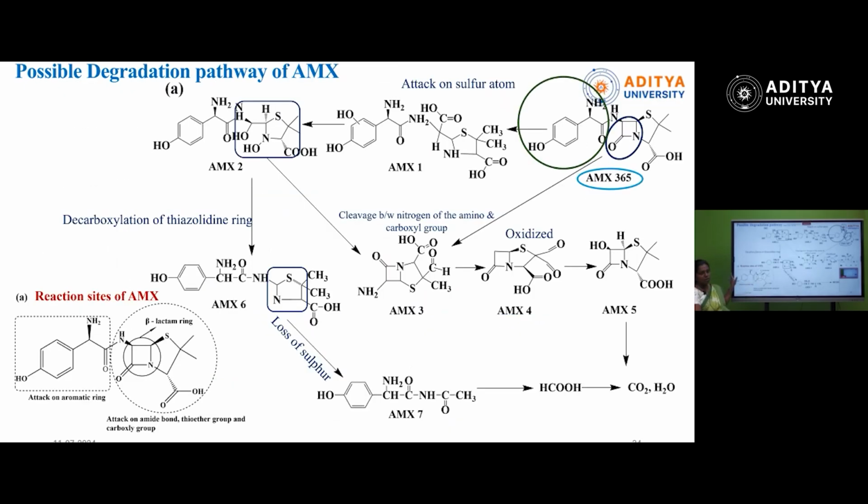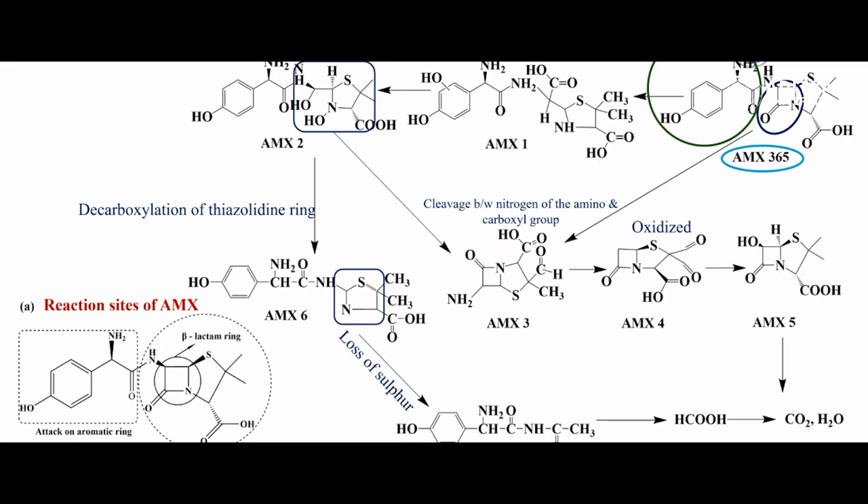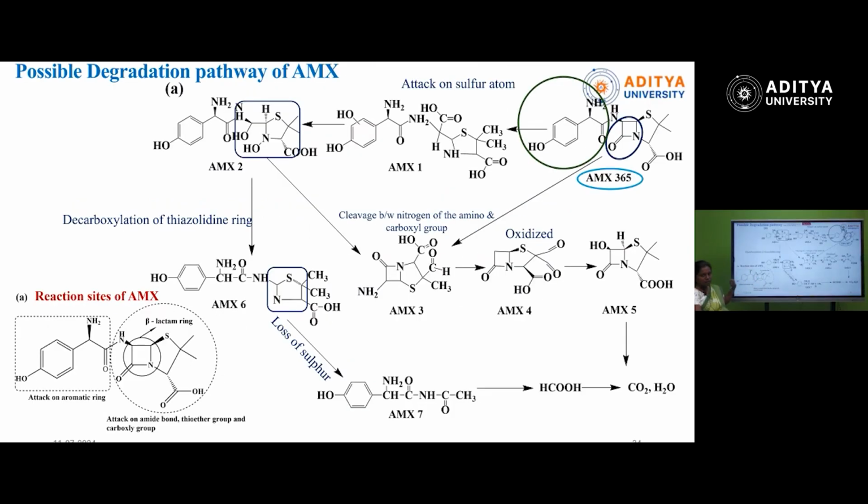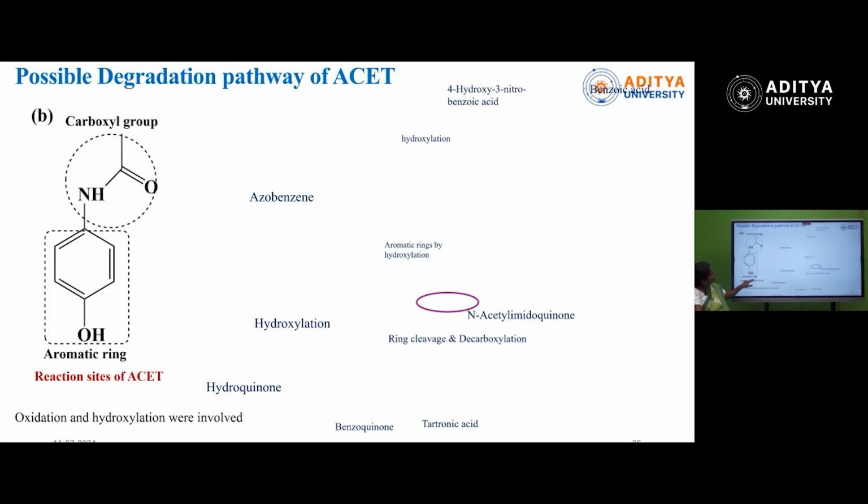Generally you can see here, once the treatment is applied and ozonation is passed, where the pollutant gets hit first. With the help of hydroxyl radicals, the marked sites are affected first, and these two positions are hit by the hydroxyl radical first. Then the transformed products or byproducts form and the pollutant is degraded. The same goes for ACET, that is paracetamol, where generally oxidation and hydroxylation are involved.